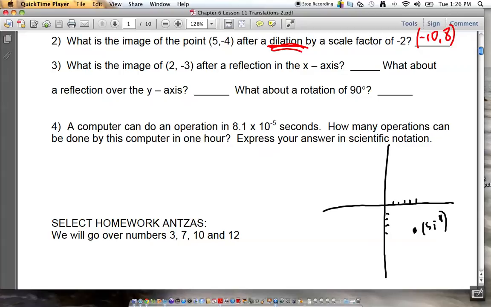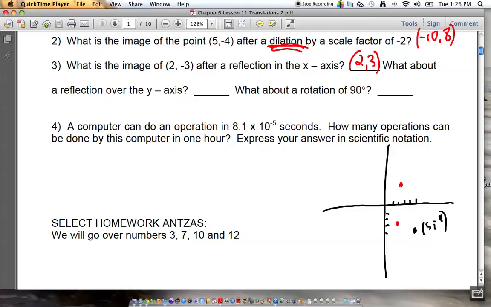Okay? Image in a reflection in the x-axis. Oh, and this time it wants 2, negative 3. 2, negative 3. That's down here. Reflect in the x-axis. 1, 2, 3, 1, 2, 3. I'm flipping it. The x is staying the same. The y is going to get negated. That would be 2, 3.